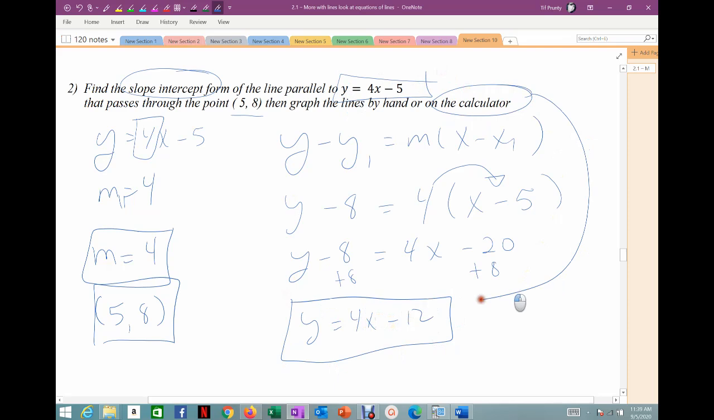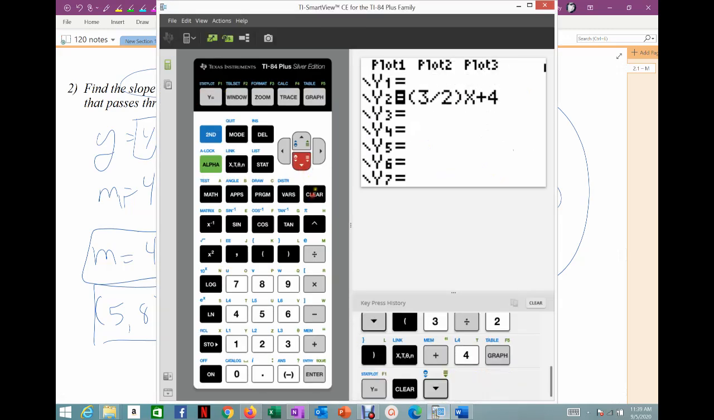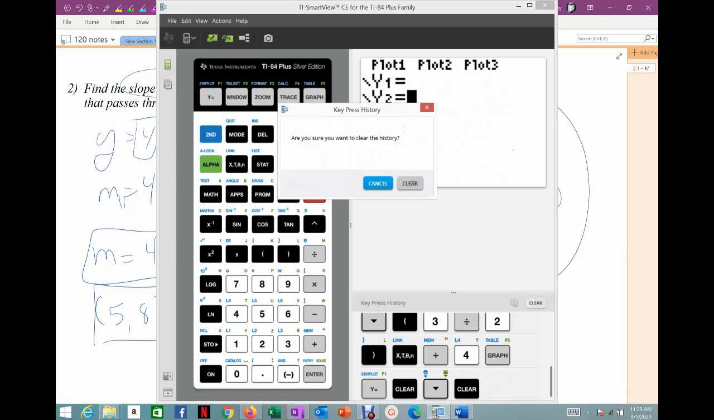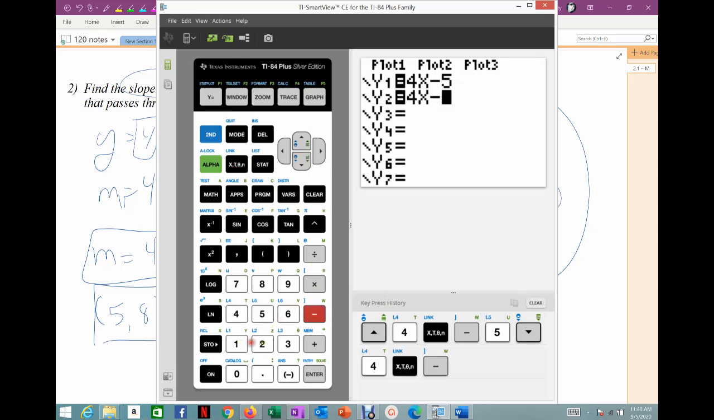I'm going to check on the calculator now. Keep in mind the y-intercept is negative 12, and so I might want to make my window a little bigger than 10. So I'm going to go to my calculator and clear out what I have. Type in my two new equations. The first equation was 4x minus 5. My second equation that I found was 4x minus 12.